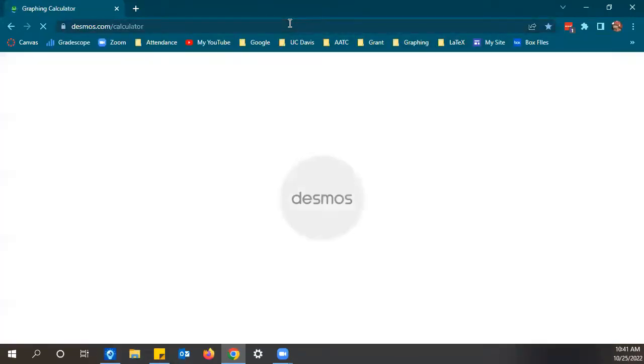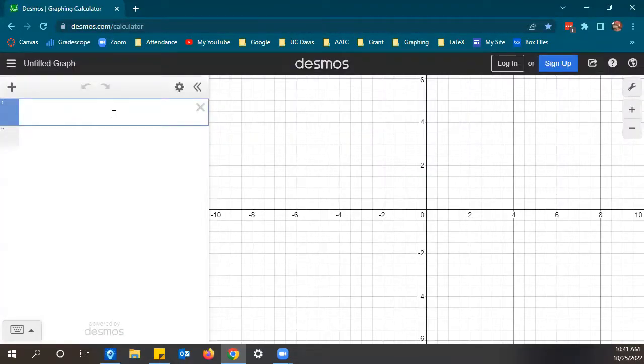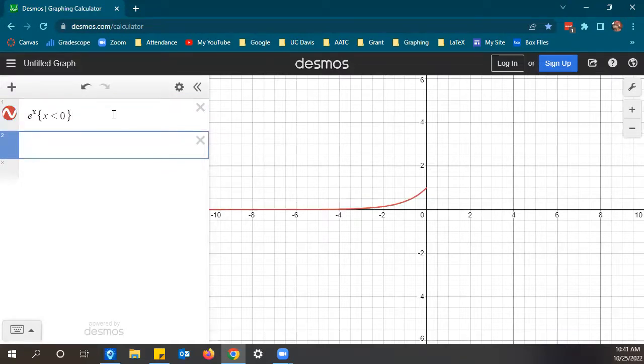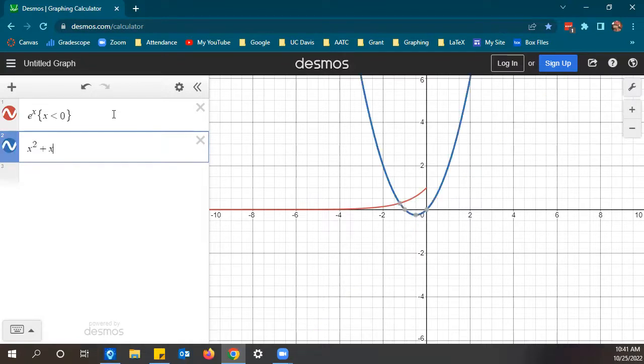So if we actually graph this thing, I can show you guys some neat tricks too. So let's say I want e to the x. I think I've shown you this before, but maybe not. But I don't want all of it. I just want when x is less than 0. Cool. And then I want x squared plus x plus 1, and I want that when x is between 0 and 2. So I want 0 less than or equal to x less than or equal to 2. Cool.